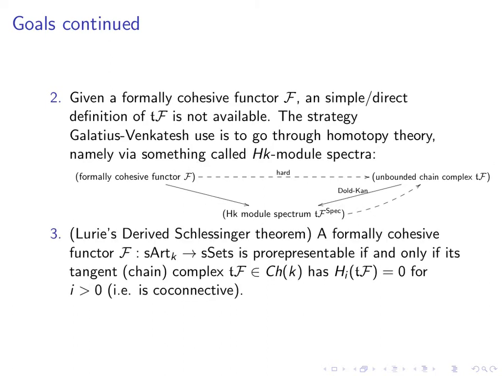And then finally, what can the tangent complex tell us? One thing it can tell us is if a functor is pro-representable or not, and this is Lurie's derived Schlesinger theorem. It says that if the tangent complex is what's called co-connective, in other words, the homology groups of the complex vanish in positive degree, then your functor is representable.